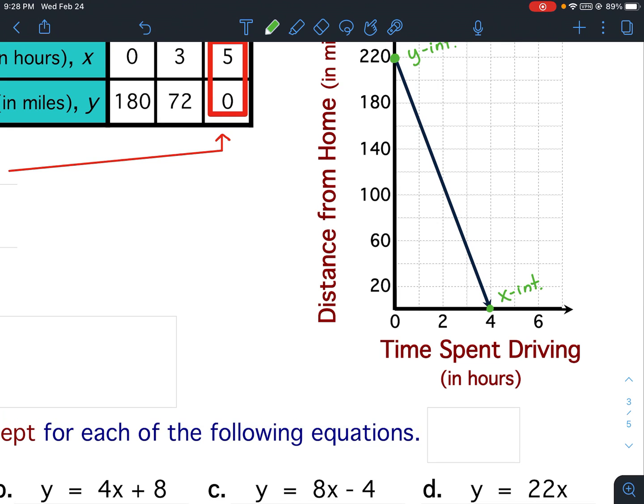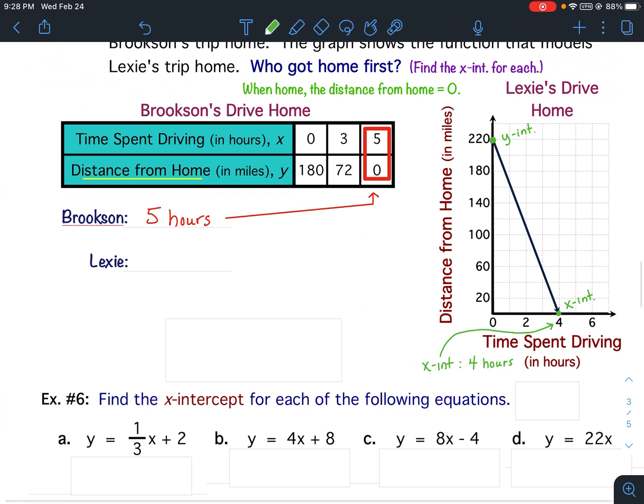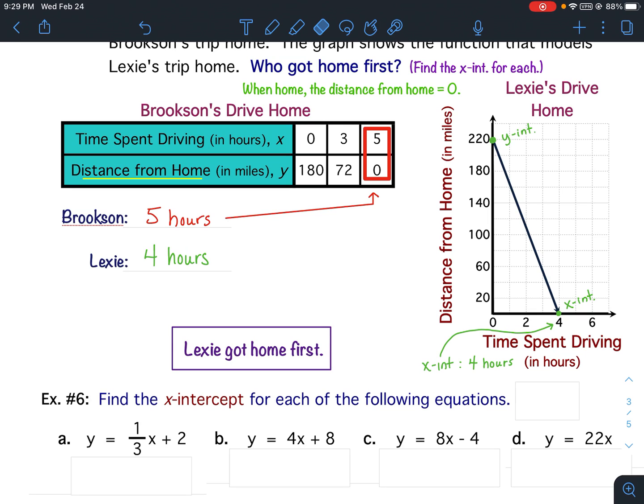For her x-intercept, it's 4 hours. So Lexi, it took her 4 hours to get home. So who got home first? Who has the quicker time? Lexi did. Lexi got home first.